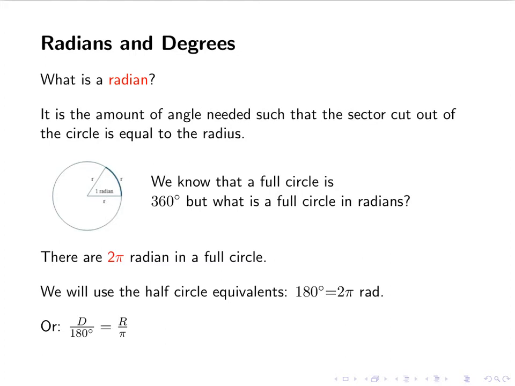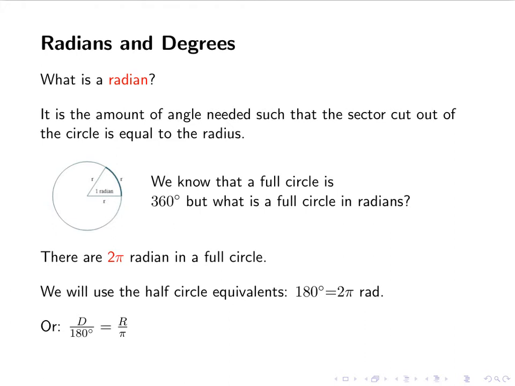So what we're going to do with that equation is set up a proportion. Our proportion is D over 180 degrees equals R over pi. Capital D is the angle in degrees, and capital R is the angle in radians. If I want to go back and forth from one to the other, I plug in the one I know, and I solve for the one I'm looking for.